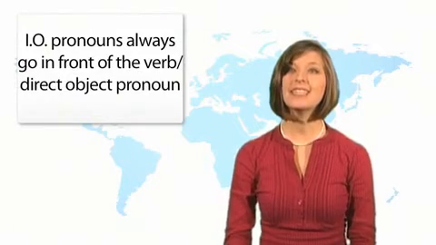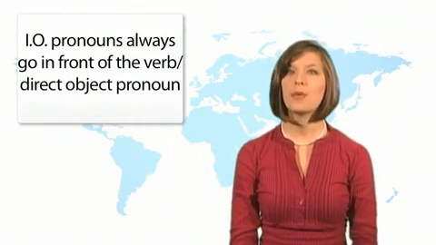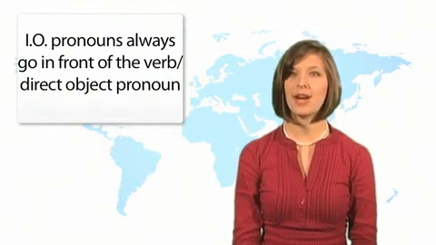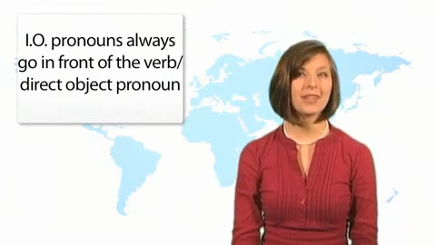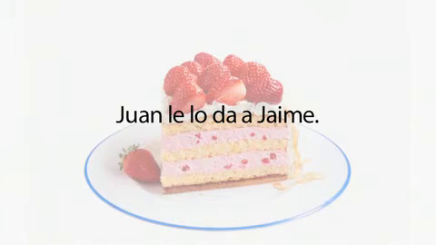Now, that sounds a little weird, doesn't it? That's because le isn't in the right place. Indirect object pronouns always go in front of the verb. But when there's already a direct object pronoun in front of the verb, then the indirect object pronoun goes in front of that. Juan le lo da a Jaime. Still sounds a little weird to me. Try to say that 3 times fast and you might tie your tongue in a knot.